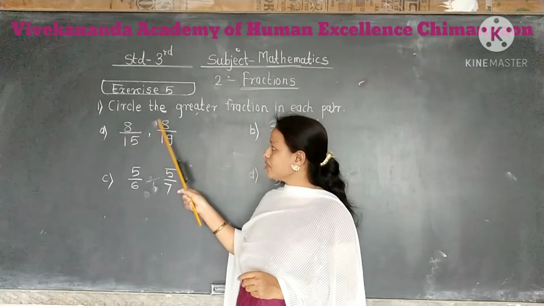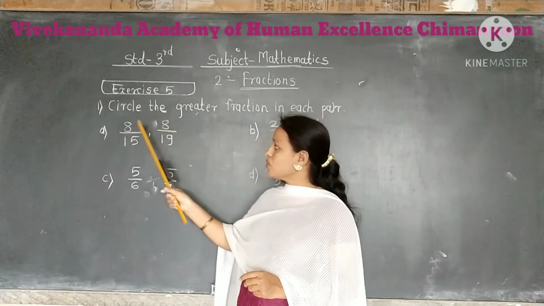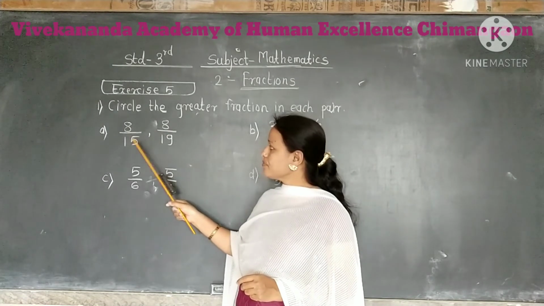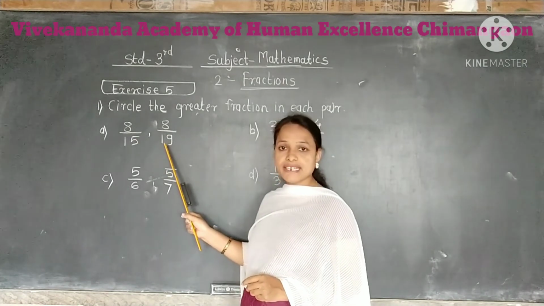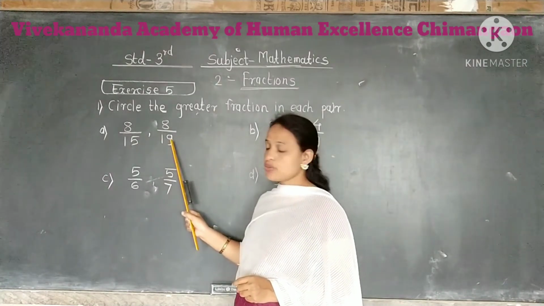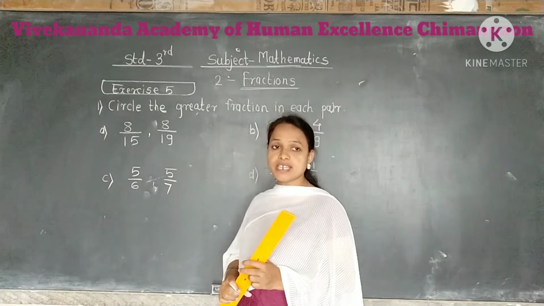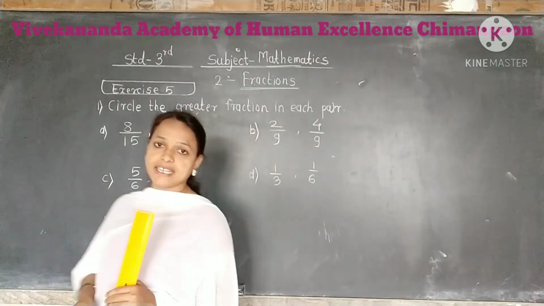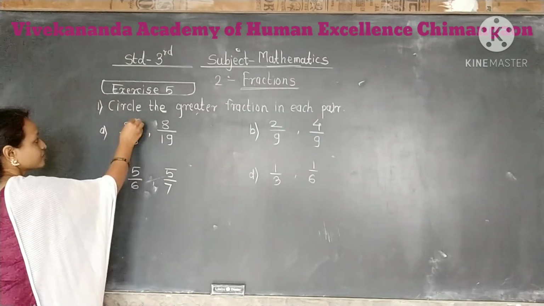So 8 upon 15 and 8 upon 19, their numerators are the same. 8 upon 15, its denominator is 15, and 8 upon 19, its denominator is 19. So 15 is less than 19. So here 8 upon 15 is the greater fraction. So here we circle 8 upon 15.